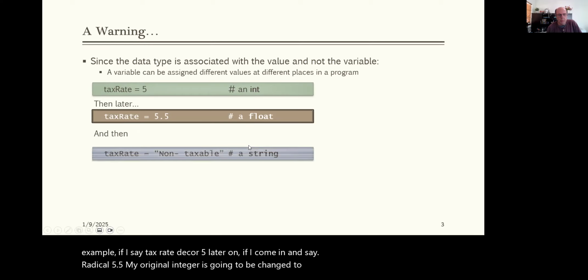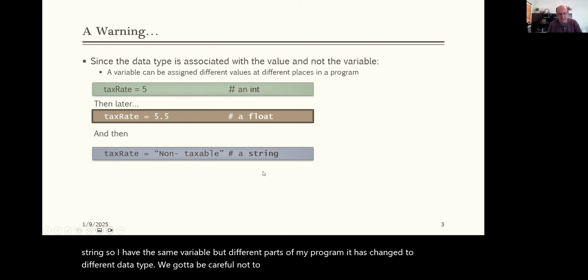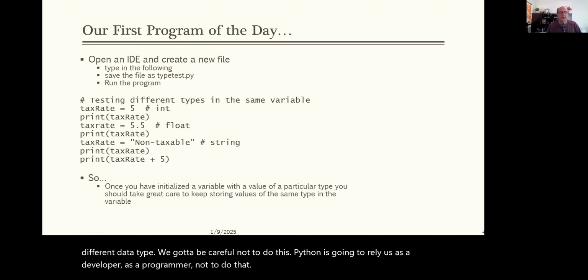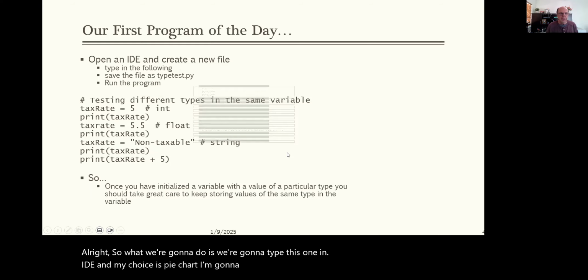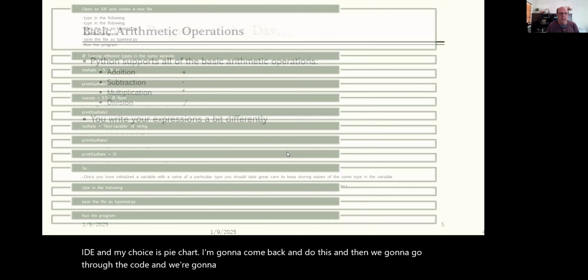And if I go back and put it as a string, I have the same variable, but in different parts of my program it has changed to a different data type. We have to be careful not to do this. Python relies on us as developers, as programmers, not to do that. So what we're going to do is type this in an IDE, and my choice is PyCharm. I'm going to come back and do this, and then we're going to go through the code and figure out what happens.